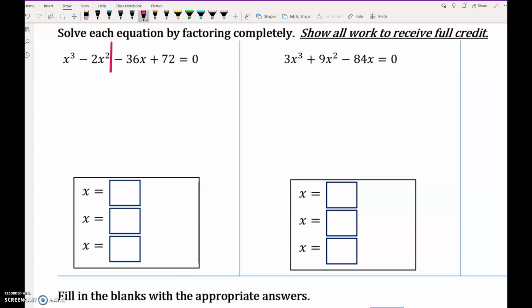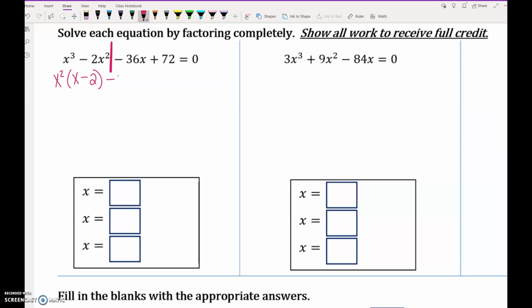This is my first group. They have x squared in common. X to the third divided by x squared would be just an x. Negative 2x squared divided by x squared would be negative 2. Remember, if you multiplied these back together, you would get x to the third minus 2x squared. Whatever symbol is in front of the third term, you want to use that symbol. So we're going to be using a minus.